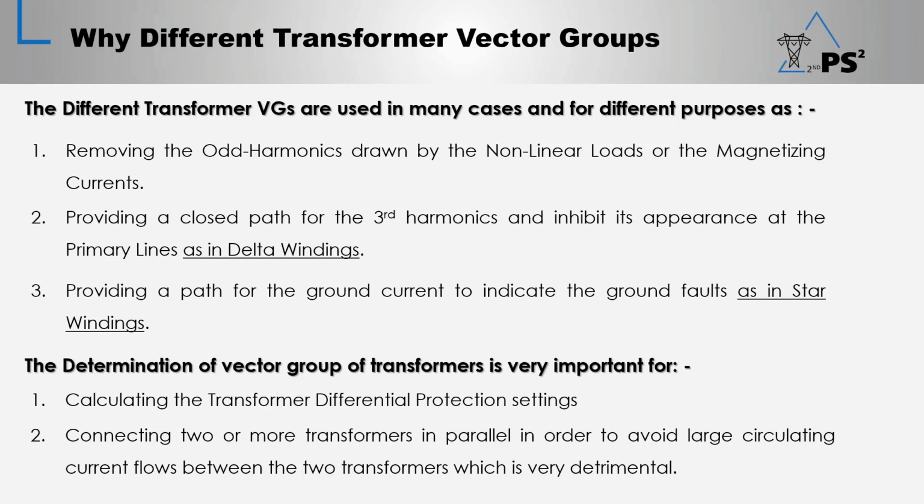Actually, the determination of the vector group of the transformer is very important, and that because the vector group shall be considered when calculating the transformer differential protection settings and also when connecting two or more transformers in parallel to avoid the large circulating currents.